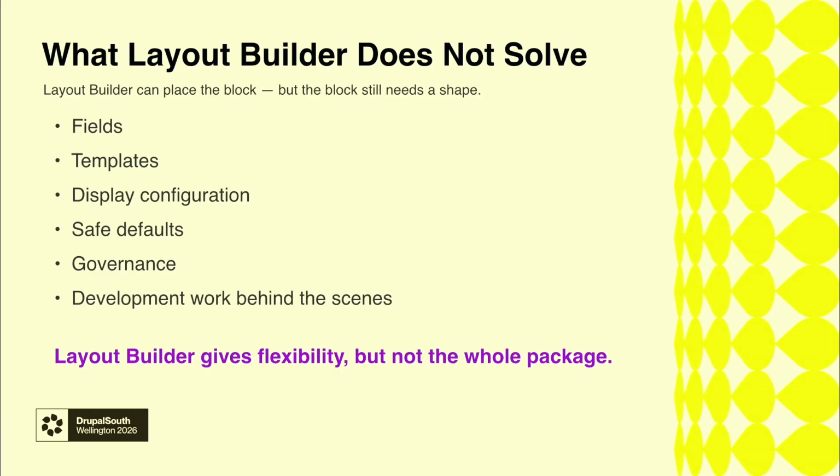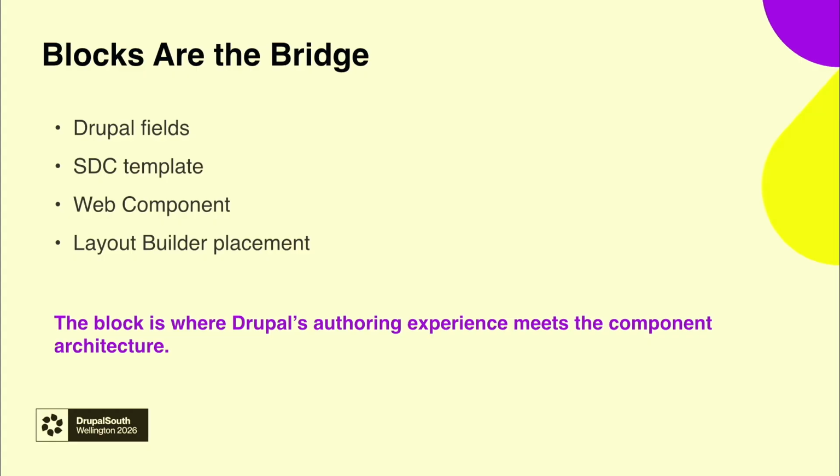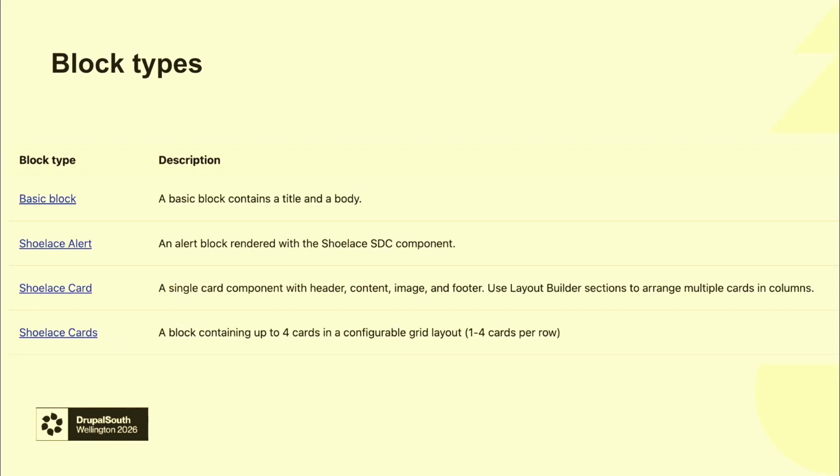In the traditional way, the way we're talking about, not the Canvas way, Layout Builder, we probably have to use block or paragraph. Layout Builder helps build blocks, so let's jump into the block. The block became a bridge. The web component gives front-end elements. The SDC template maps Drupal content into those elements. So the block gives Layout Builder something to place. The block is where the Drupal authoring experience starts to meet component architecture.